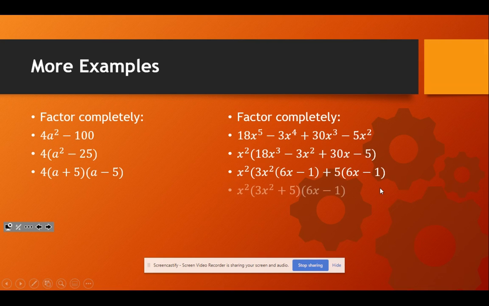To finish it up, I have x squared times the quantity 3x squared plus 5 times the quantity 6x minus 1.